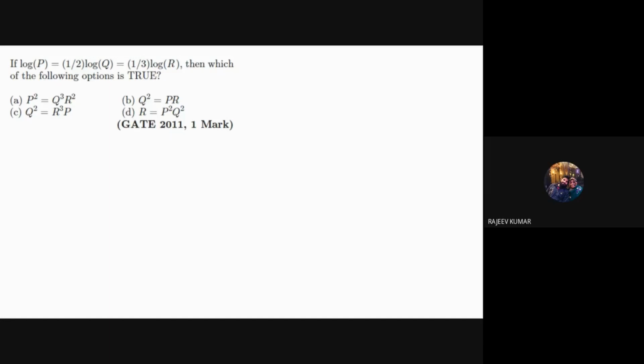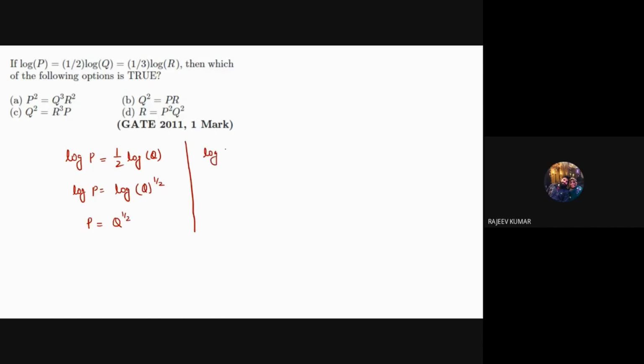So what you have is log p equals 1 by 2 log q, which equals 1 by 3 log r. I'll take this separately. So log p equals half of log q. From here I'll get log p equals log q raised to the power 1 by 2. And if I take anti-log on both the sides, I'll get p equals q raised to the power 1 by 2. That is the first thing.